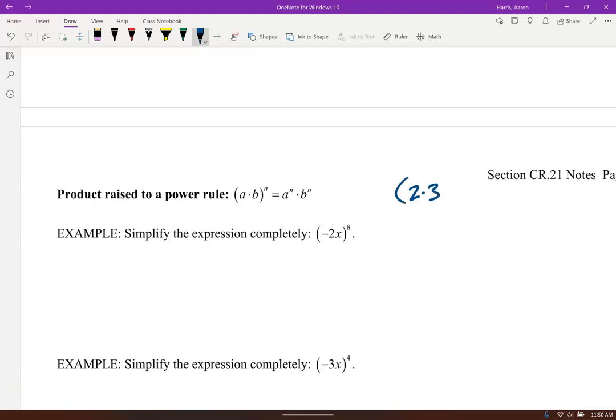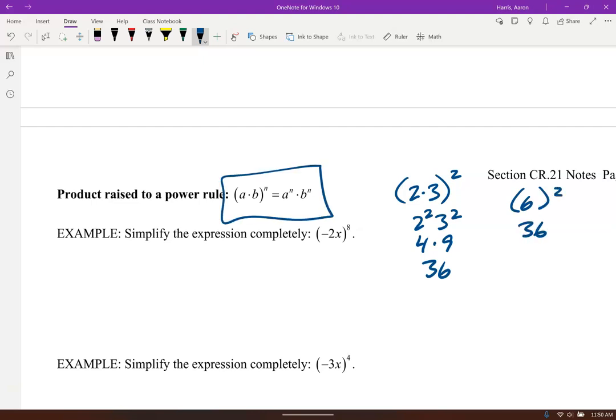2 times 3 to the 2nd. That's the same as, I know that's 6 squared or 36, but it's also the same as 2 being squared, 3 being squared. In other words, 4 times 9. See how either way it's 36, right? So this product holds. It's called the power of a product.